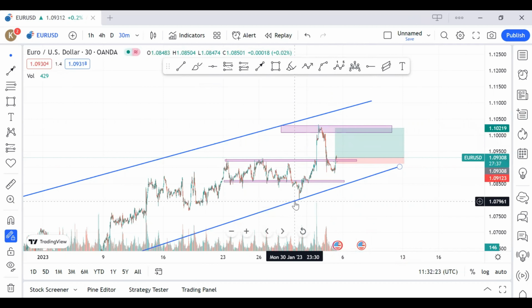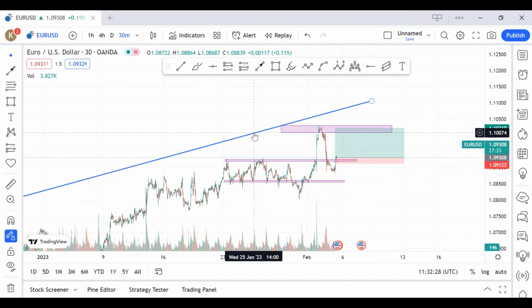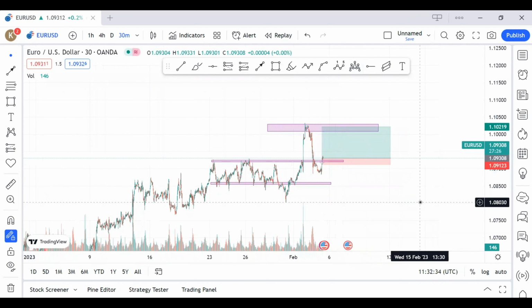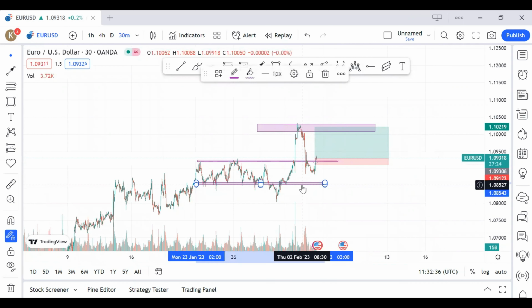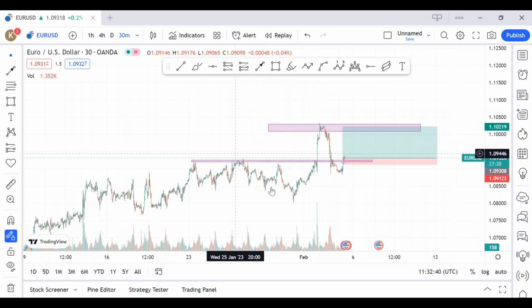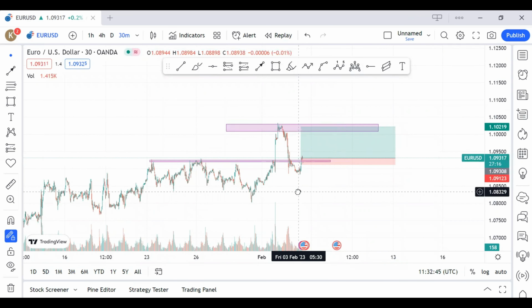So yeah, I can see this as a possible zone. Let me remove this for now. We can see this as a possible zone, meaning that at this point, that's when we can say, yeah, we're good for buying trades.